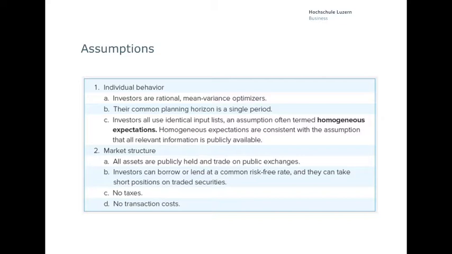The second set of assumptions pertains to the market setting, asserting that markets are well functioning with few impediments to trading. All assets are publicly held, short positions are possible, and no taxes and no transaction costs arise. It is important to understand these assumptions, to understand later how these models may change when one or more of these restrictive assumptions are relaxed or violated.